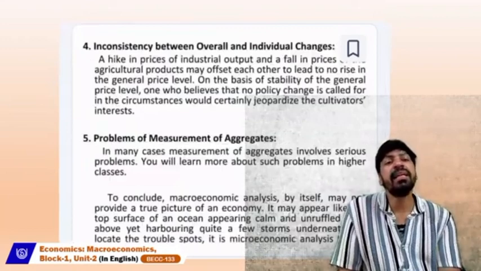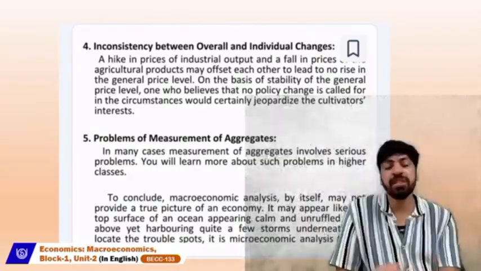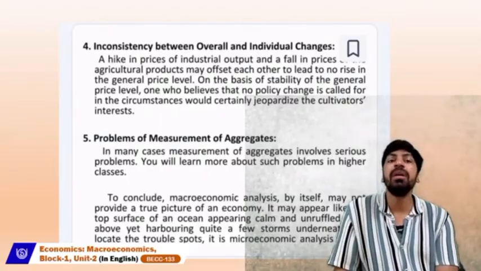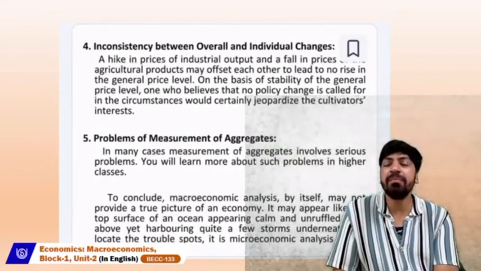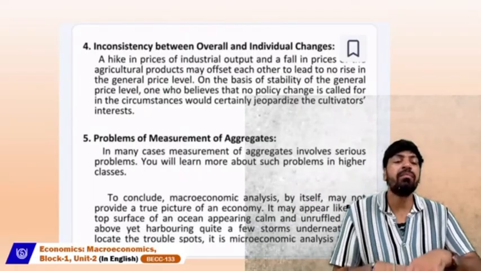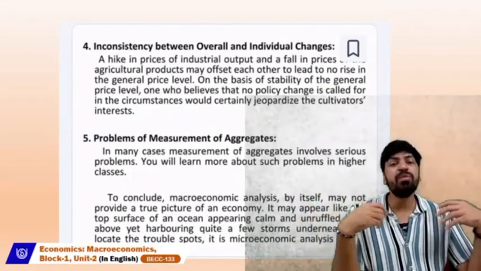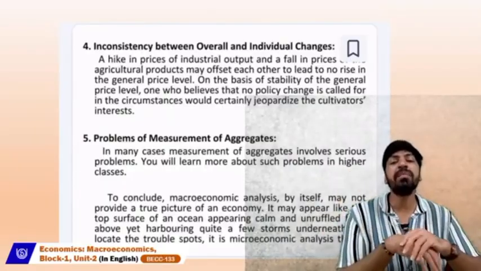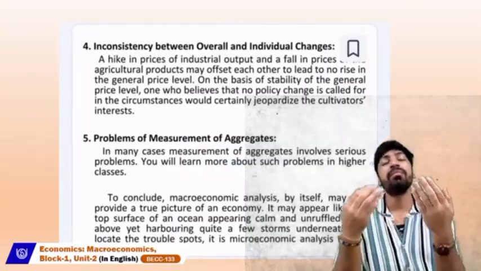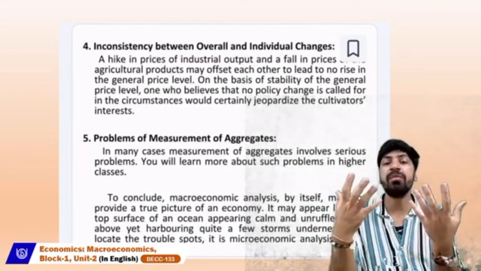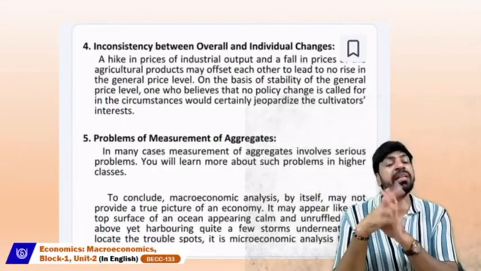The next one is inconsistency between the overall and individual changes. If there is any change in the price of industrial output or any fall in the prices of agricultural products, it doesn't automatically mean that there would be no change in the general price level. To keep the general price level stable, people always believe that there should be no policy change, or it would definitely harm the consumers, or it would harm the ultimate interest of the cultivators.